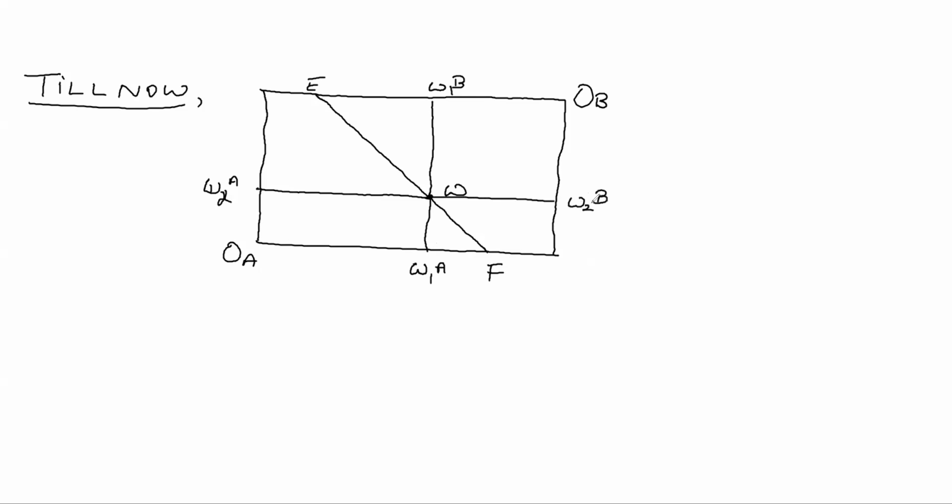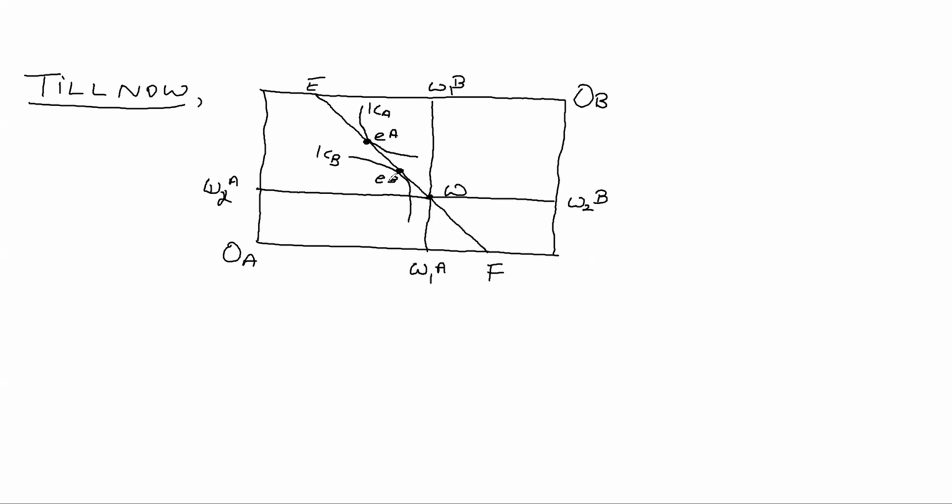Agent A is consuming somewhere here. Agent A is on an indifference curve ICA. This is the point EA. And agent B is on an indifference curve from B's origin. This is ICB. And this is my point EB.